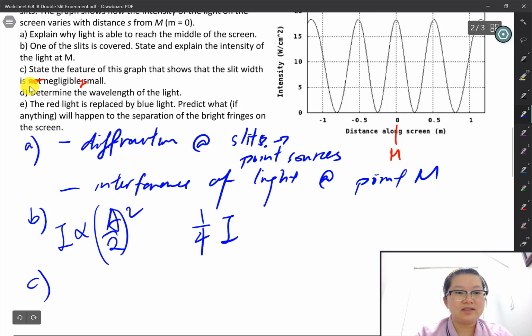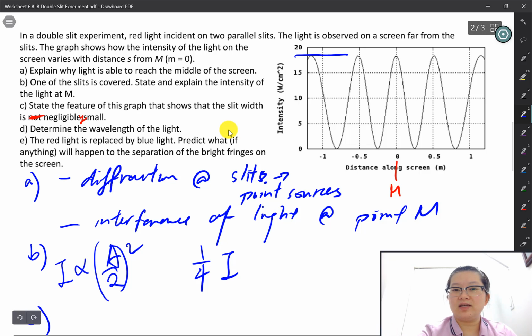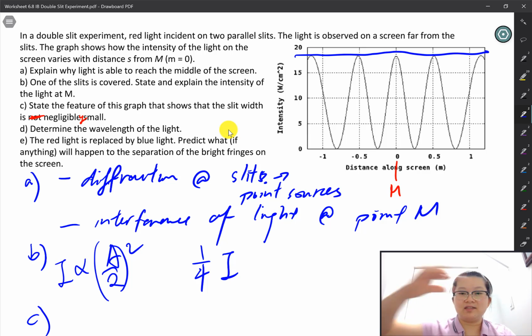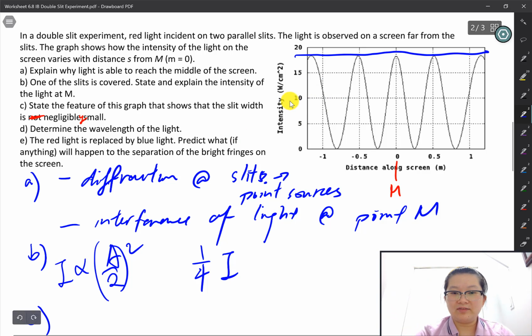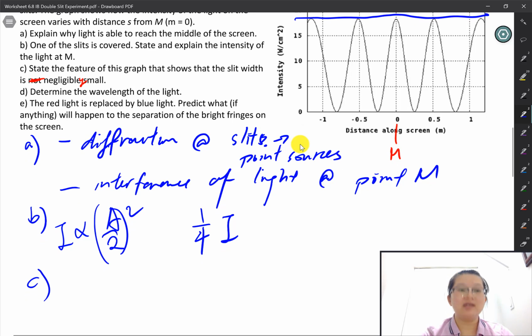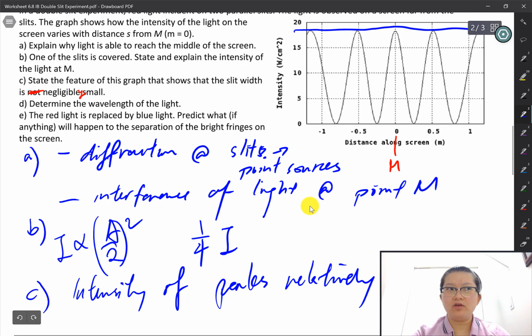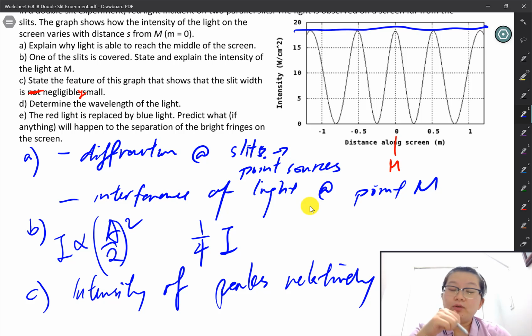C, state the feature of this graph that shows that the slit width is negligibly small. How to tell is if you take a look at the intensities, the intensity for the peaks is relatively the same. And because of that, by definition, we say that the slit width is negligibly small.